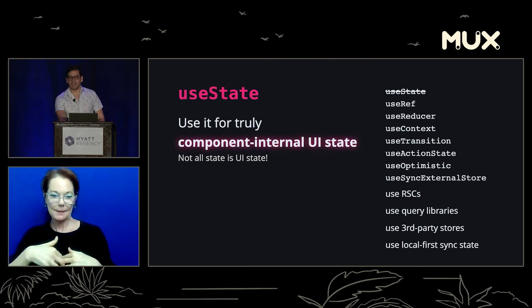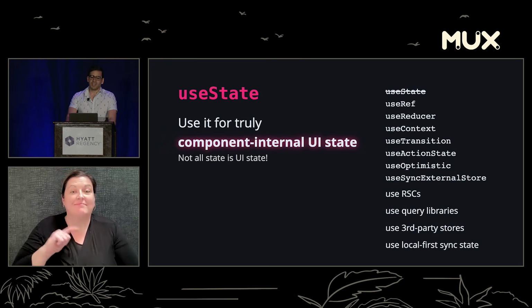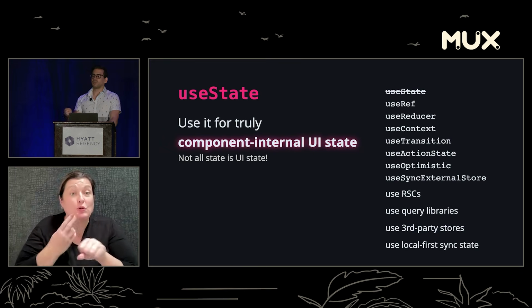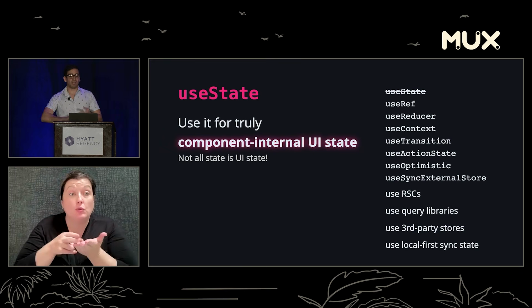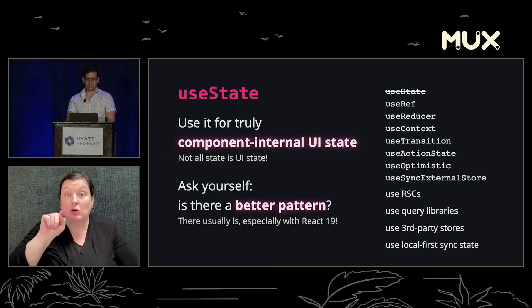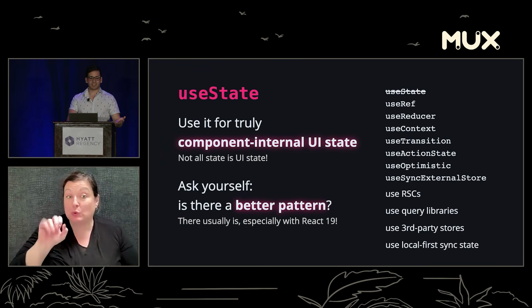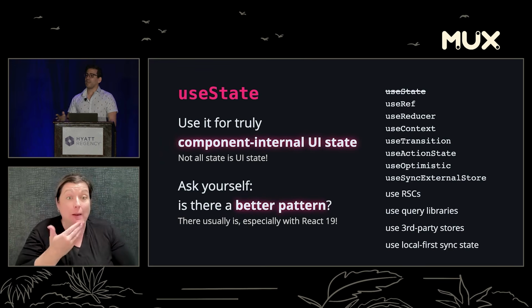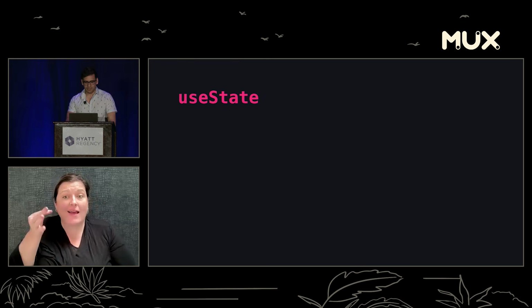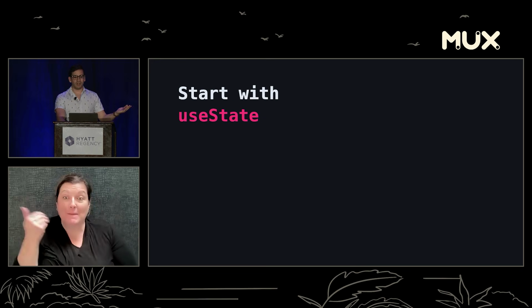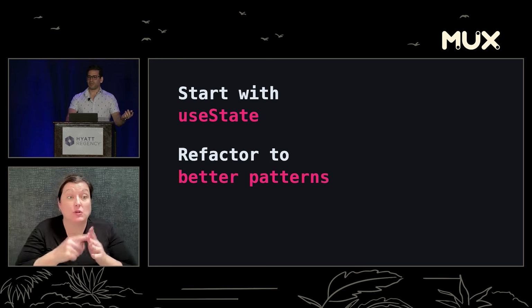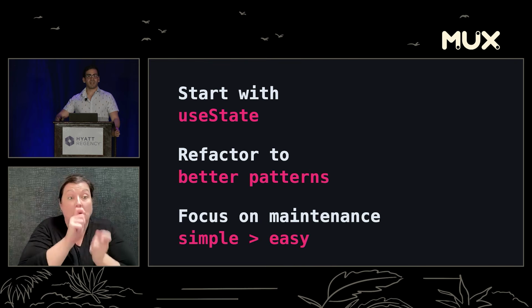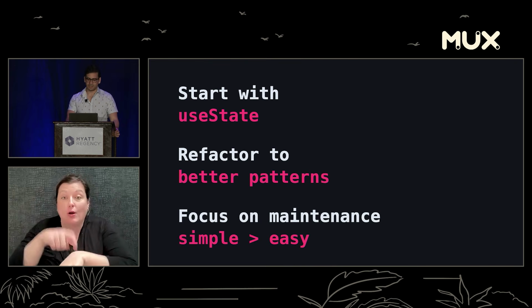All right, so in conclusion, useState, you should use it for truly component internal local state and realize that not all state is UI state. And continue to ask yourself, is there a better pattern? React 19 introduces so many better patterns. So overall, start with useState, refactor to better patterns, and focus on long-term maintenance. Simple is better than easy.